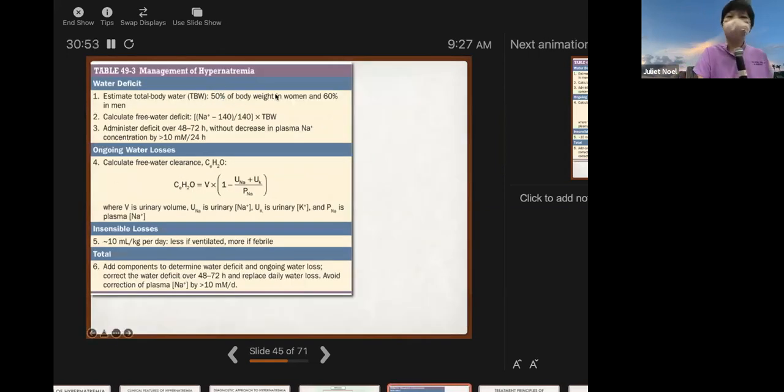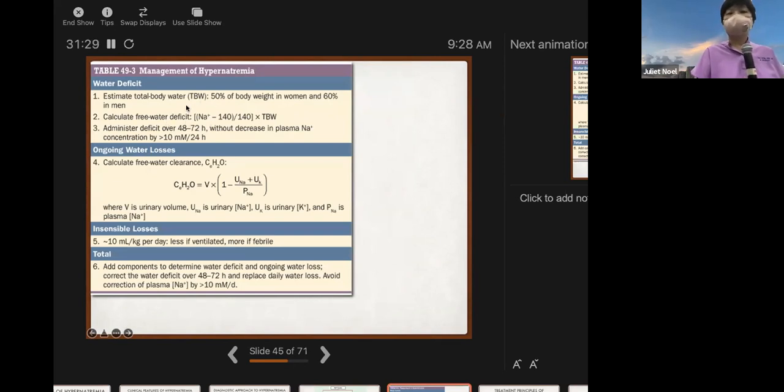So for management of hypernatremia, you have to estimate the total body water. This is what I mentioned: 50% for adult women and 60% for men. So if the patient is 70 kilos, 70 times 0.5, that's 35 liters of total body water. And if it's 60%, that's 42 liters. No? So calculate the free water deficit.